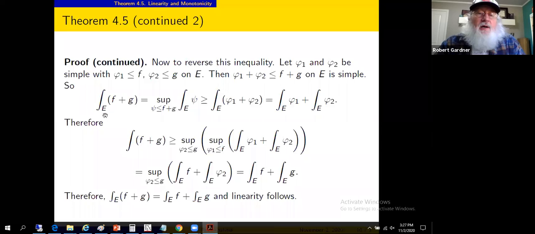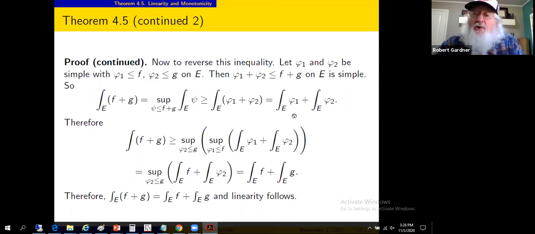Integrate f plus g. That by definition, so here's a definition in terms of lower Lebesgue integrals, is a supremum over psi less than or equal to f plus g of the integrals of psi. I could use a phi there, I suppose. We've chosen a particular one of those simple functions, the simple function phi 1 plus phi 2. This single simple function, which is simple and less than or equal to f plus g, so it's one of these things here. And the usual story, this was a supremum, so it's greater than or equal to one of the particular elements of that collection.